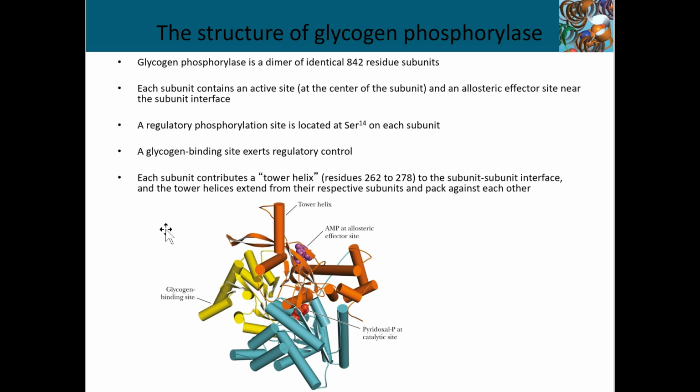There's a regulatory phosphorylation site located at a specific serine for each subunit, and there's also a glycogen binding site, which exerts regulatory control. You can see here that each of these subunits contributes a tower helix, and these tower helices extend from their respective subunits and also pack against one another. So we have all these different sites that we've been discussing with this tower helix. We've got an AMP allosteric effector site, we have a phosphorylation site, a catalytic site here, and we have a glycogen binding site.